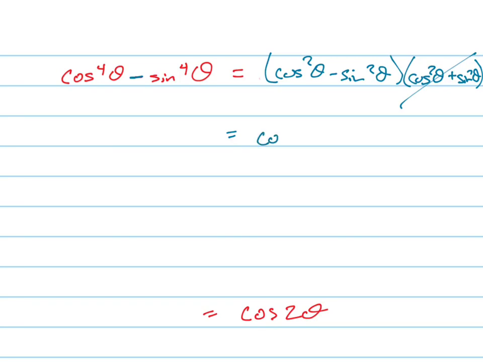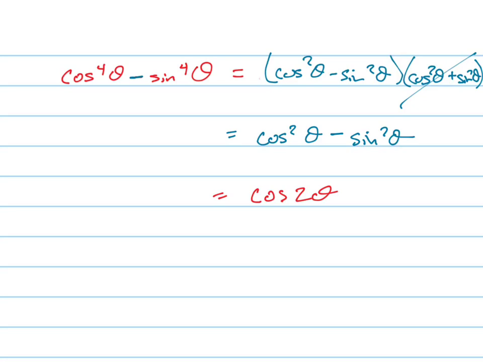So what I have now is cosine squared theta minus sine squared theta. And isn't that actually one of our properties? Isn't the cosine 2 theta, isn't one of our properties that it equals cosine squared theta minus sine squared theta? Yeah. So I'm done. I could actually move this up here, and I'm done.